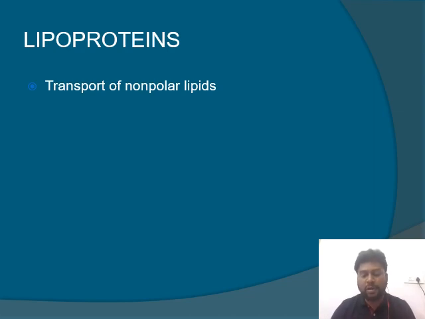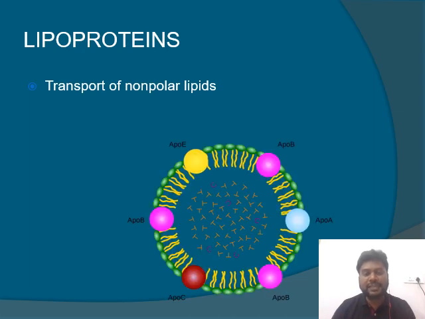Both these non-polar lipids form the central core of the lipoprotein molecule, whereas it will be surrounded by a single layer of phospholipids with proteins. This forms the structure of lipoprotein. In this lipoprotein, the protein part is called apolipoprotein, and we have four major types of apolipoproteins, which are nothing but ApoA, B, C, and E.